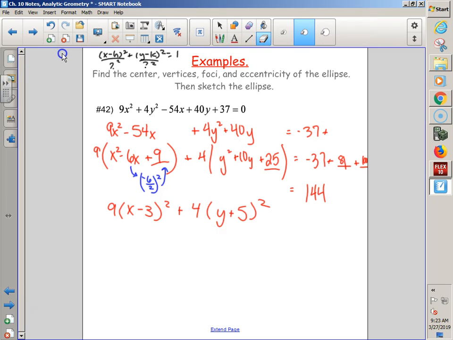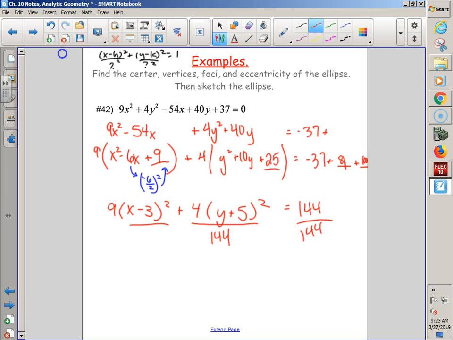But it's okay. We're not done yet. This isn't a circle, it's an ellipse. So if it's an ellipse, we need a 1. We don't need a 144. And the only way to get 1 is to subtract 143. That doesn't get us any closer. We're not subtracting. We're going to divide.